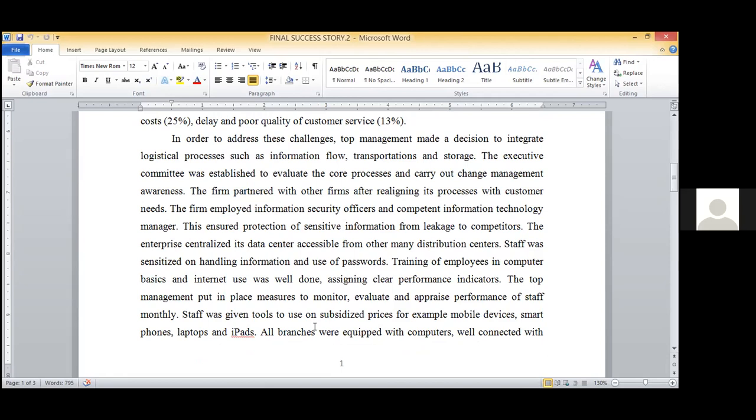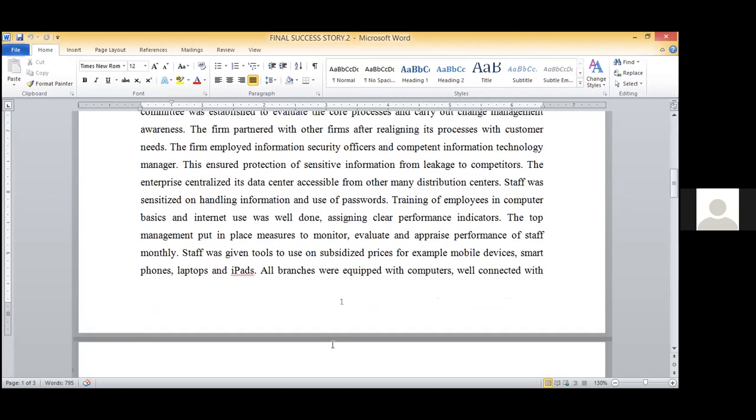Staff was sensitized on handling information and use of passwords. Training of employees in computer basics and internet use was well done, assigning clear performance indicators. The top management put in place measures to monitor, evaluate, and appraise performance of staff monthly. Staff was given tools to use at subsidized prices, for example, mobile devices, smartphones, laptops, and iPads.